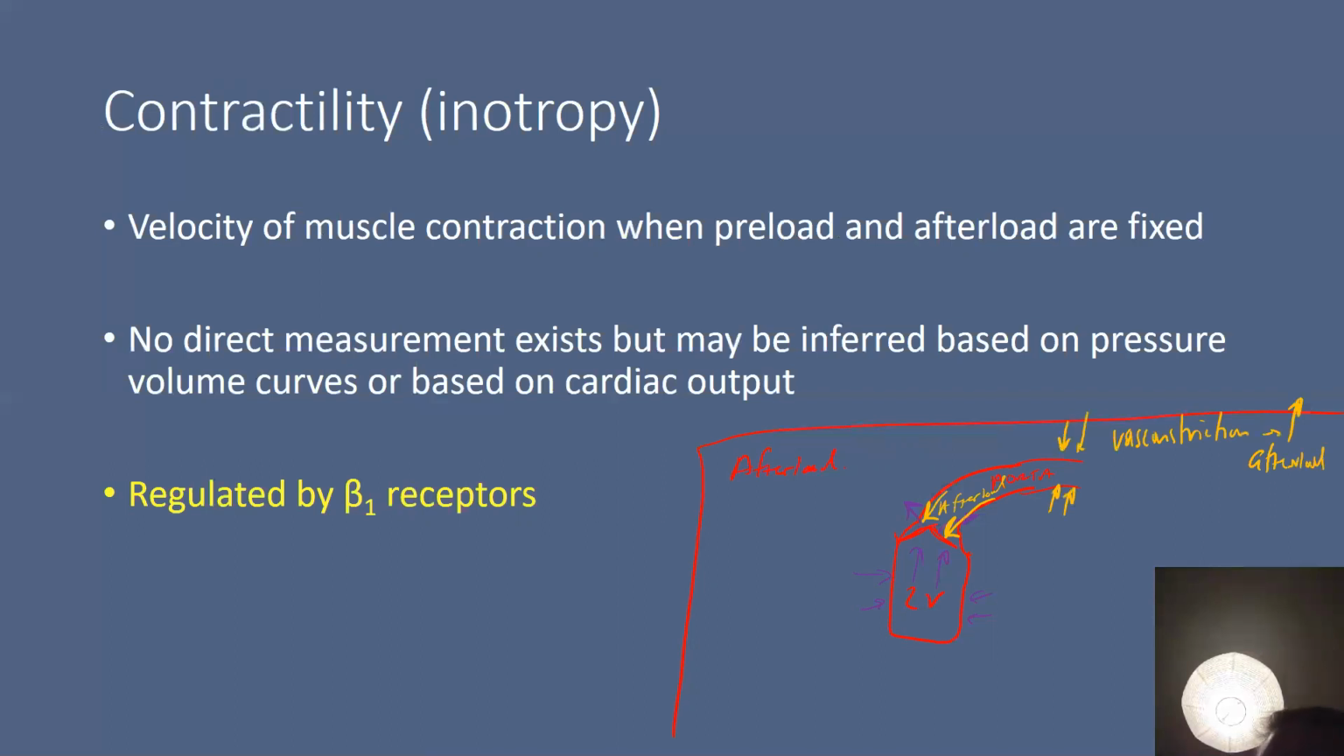And vasodilation, by counterpart, you dilate. Now you've got a bigger aorta, there's less pressure. Vasodilation leads to a decrease in your afterload.